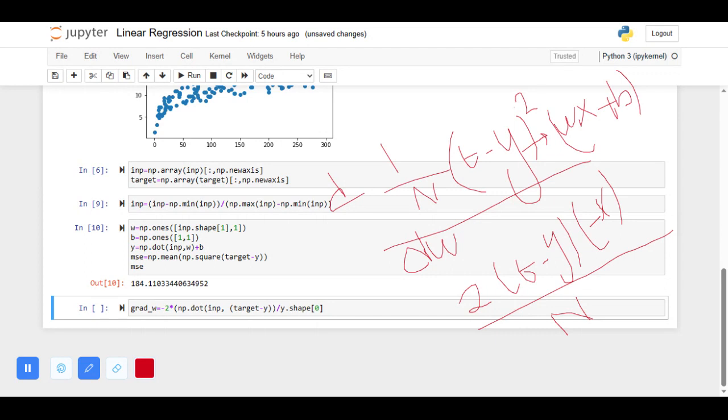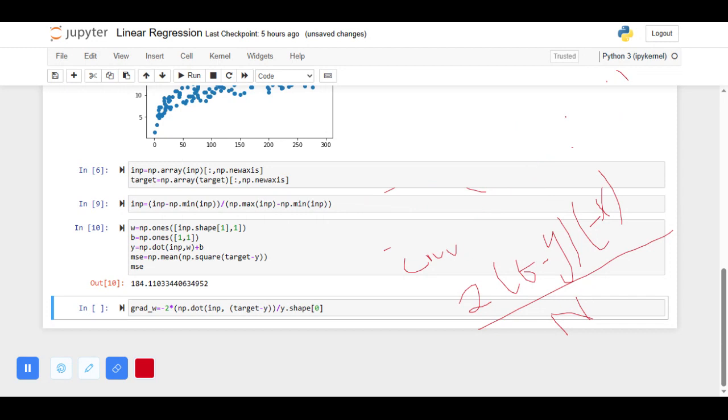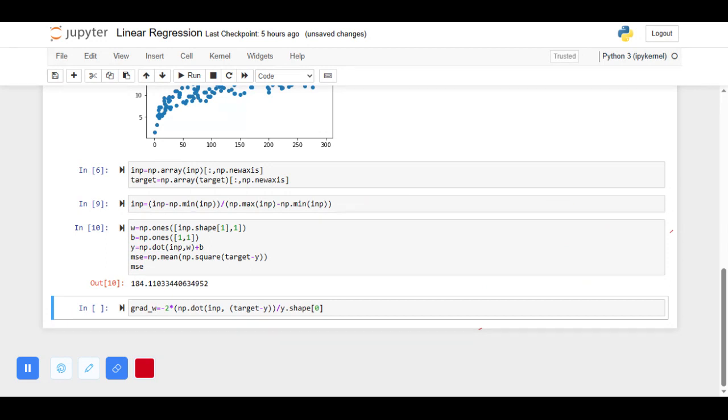We did the same thing. We brought this negative sign to minus 2, then np.dot of input values times error, divided by the number of samples. So this is how we calculate the gradient descent for W. For the gradient of B, we will not include the x; we will only calculate the minus 2 part.